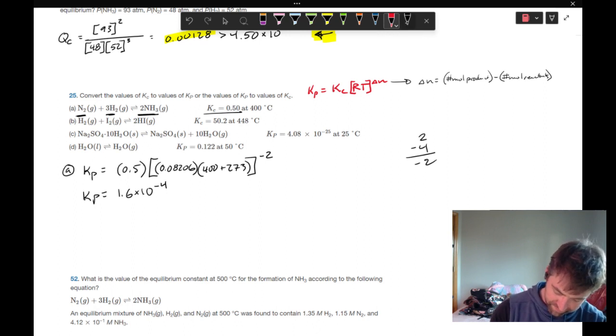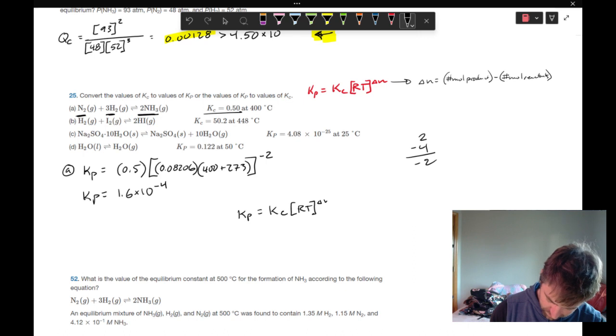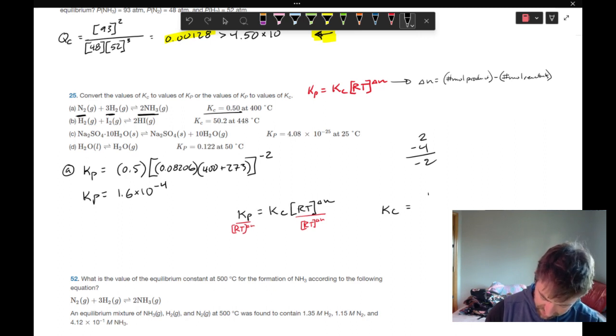To go the other direction, I'm not going to do the rest of these. I'm just going to show you the algebra. You're going the other direction, you're trying to find KC. You simply divide both sides by RT delta N, which gives you a new equation, and solve it algebraically.